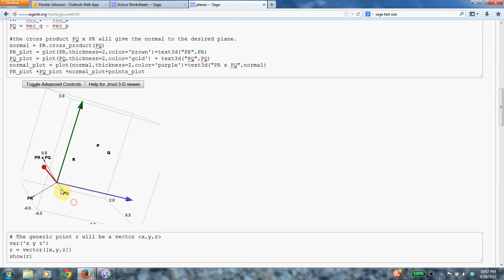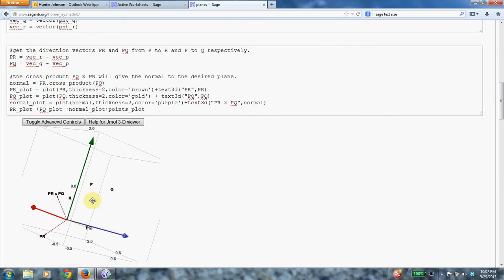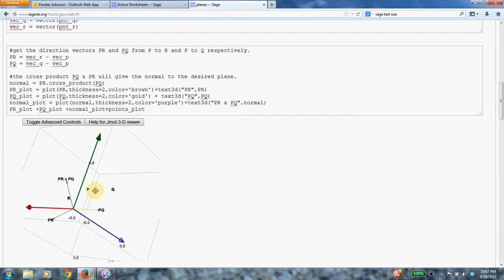One is this yellow one that's labeled PQ. So you can see that's the direction from P to Q. And that comes just from subtracting P from Q as a vector. And that happens up here if you care. So here's where PR and PQ get defined. PR is just vector R minus vector P. PQ is just vector Q minus vector P. So subtraction gives direction. There's nothing too surprising about that.